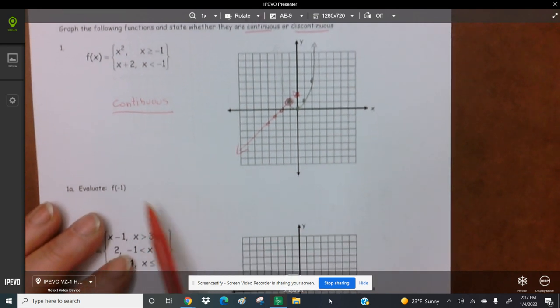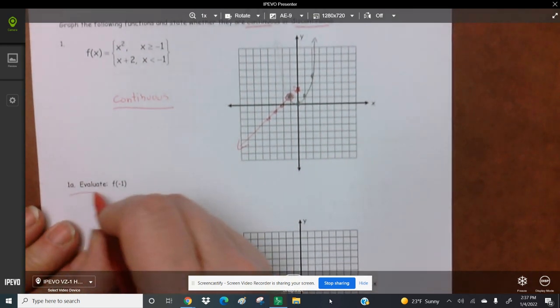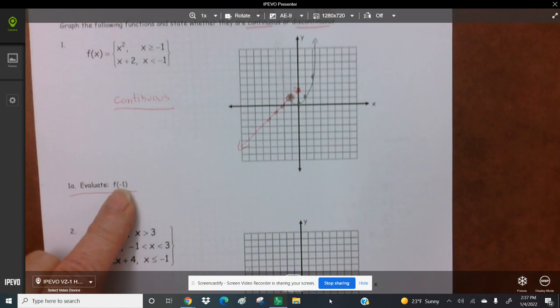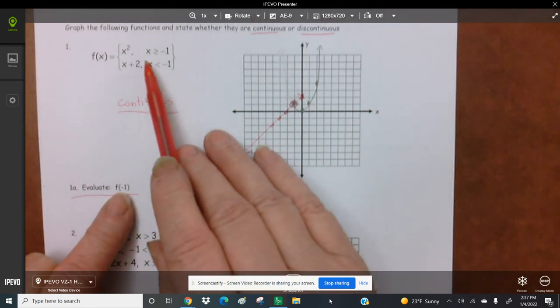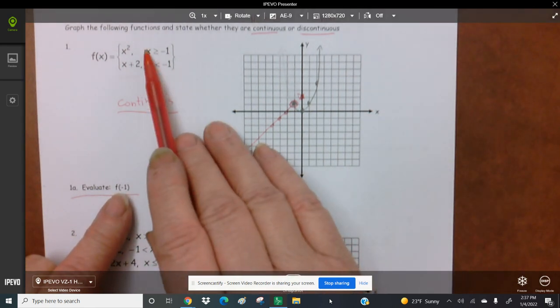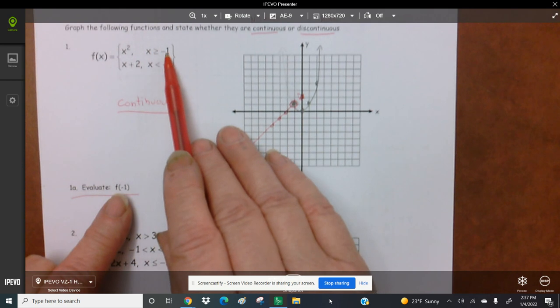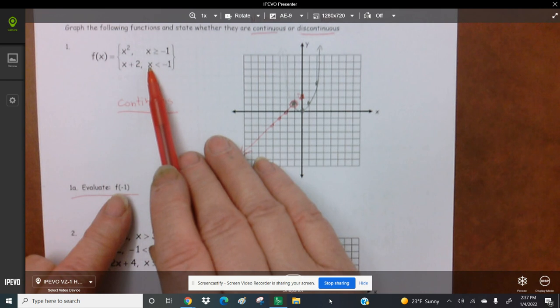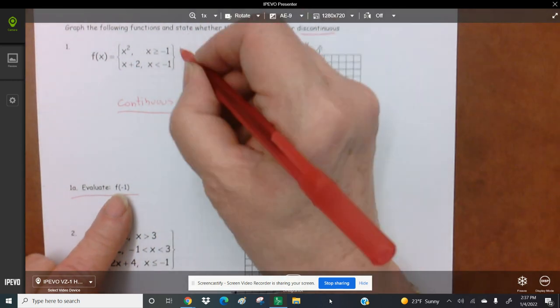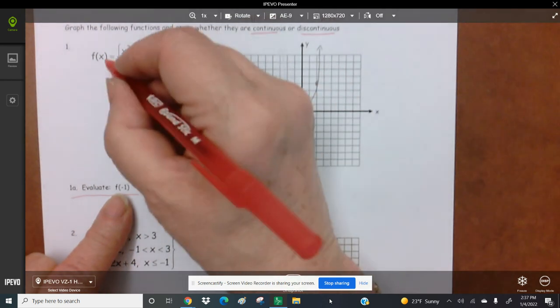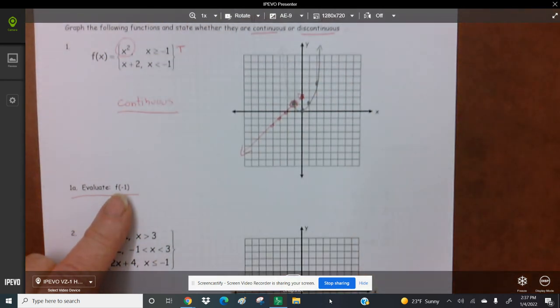All right, and now it says evaluate f of negative 1. So what you have to do here is you have to say, all right, where is negative 1 valid? So if I put negative 1 in here, negative 1 is greater than or equal to negative 1. Well, that's true. If I put in negative 1 here, negative 1 is less than negative 1. That's not true. So it's true for this function. So that means this is the function I'm going to use.